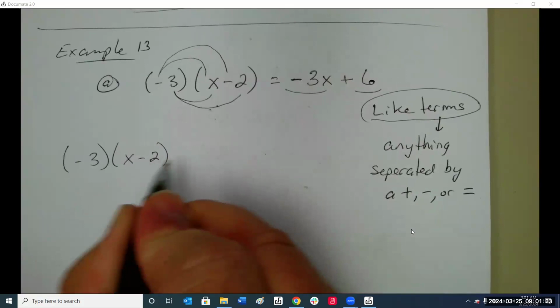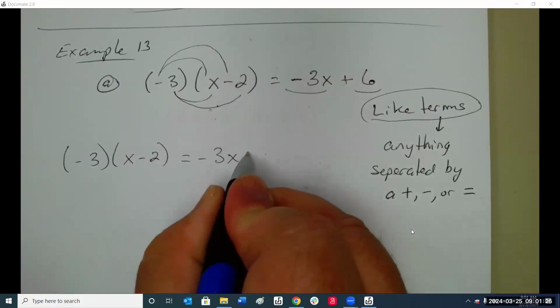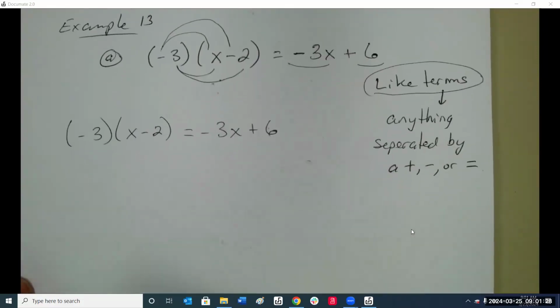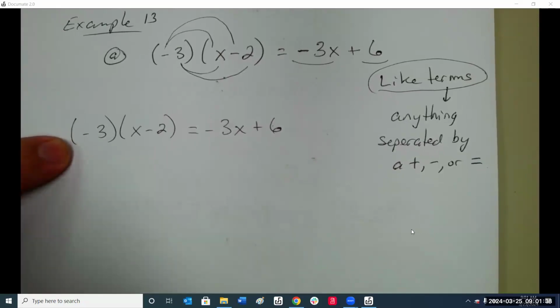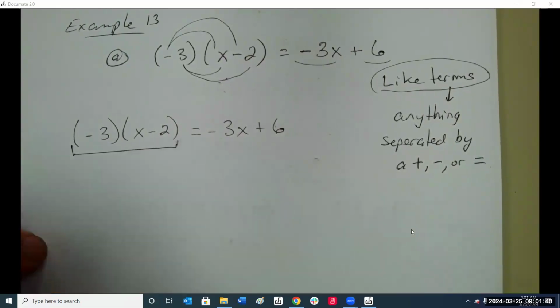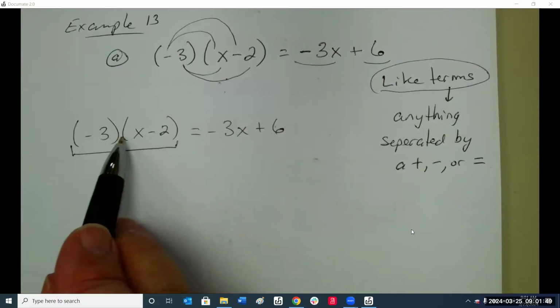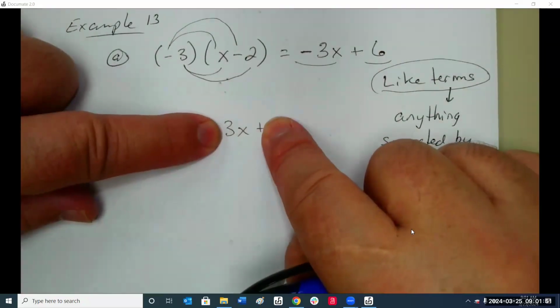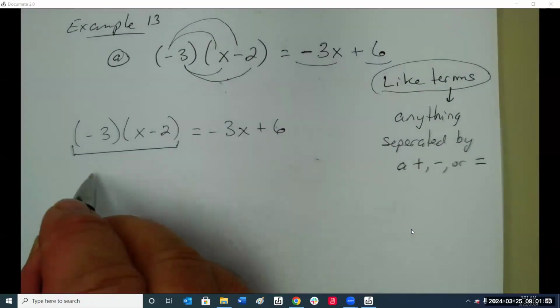It's not always as simple as it seems. On the left side, how many terms do we have? On this side? 1. These are inside parentheses. Whatever's inside parentheses is one number. And they're multiplied. So that's the same as having a 3x. So it's only one term.